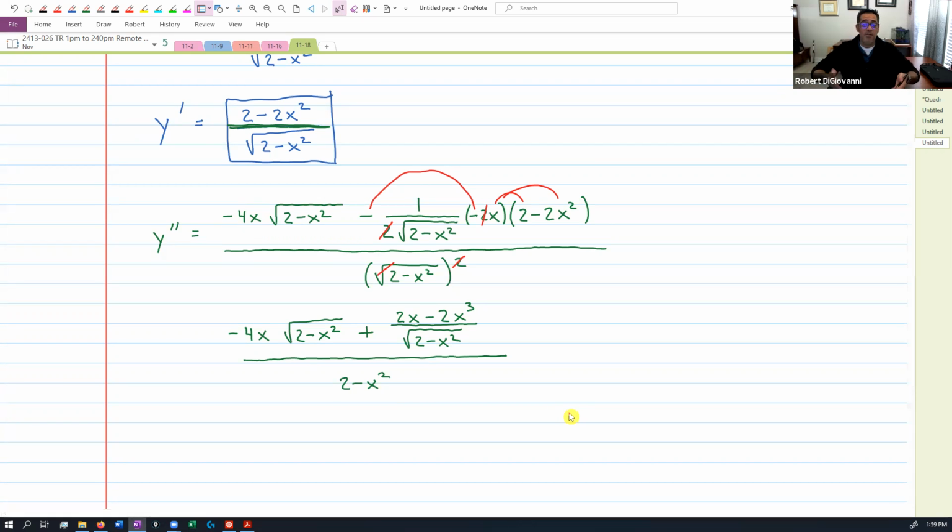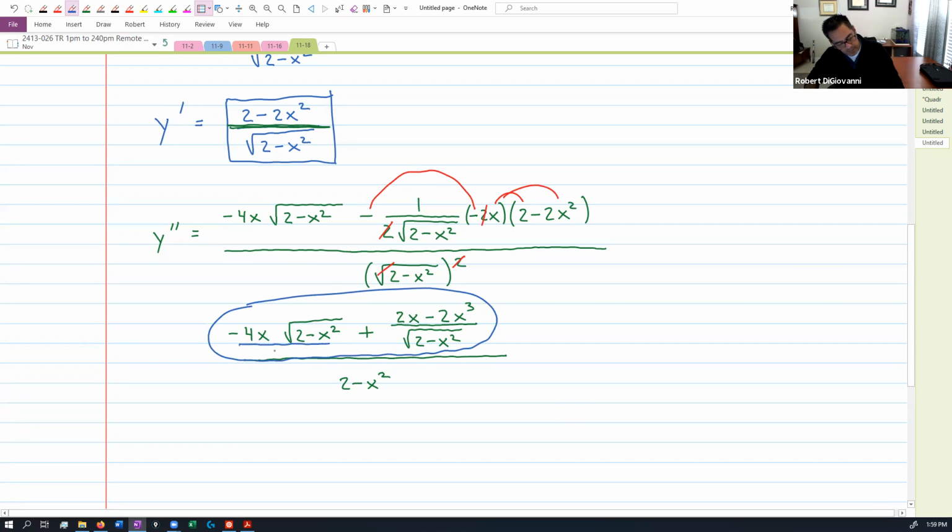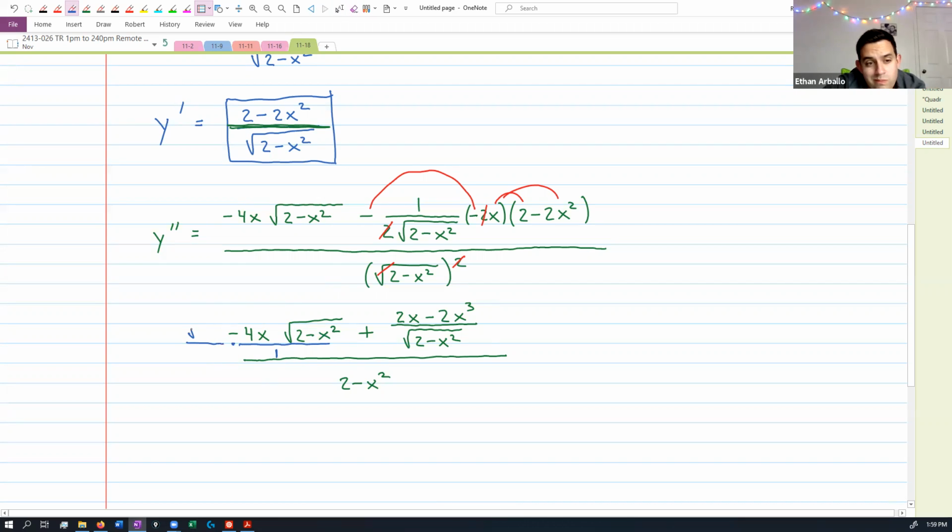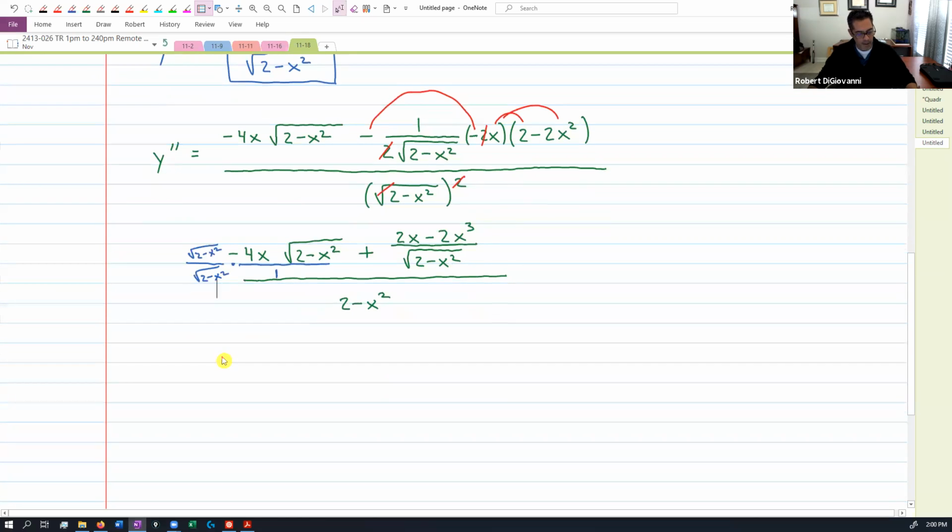I have to set this equal to 0. So I do not want to do that right now. So I'm going to start again pushing everything together. So I'm going to try and put these two together first, which means I need to have a common denominator. So I'm going to multiply the top and bottom of this fraction by what? The denominator. The denominator, root 2 minus x squared on top, root 2 minus x squared on the bottom. And be careful, this is multiplied, so that's not a subtraction there. This is going to be multiplied.